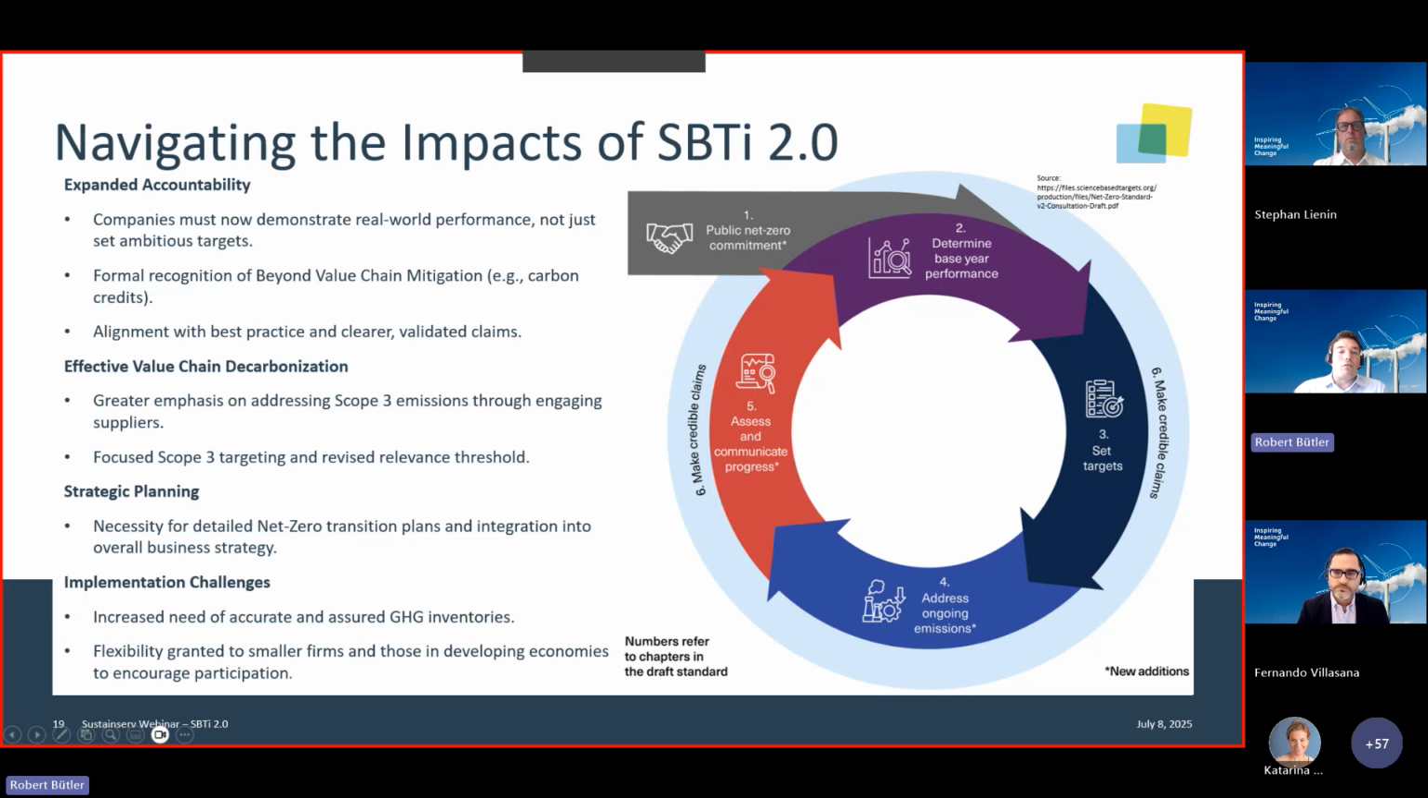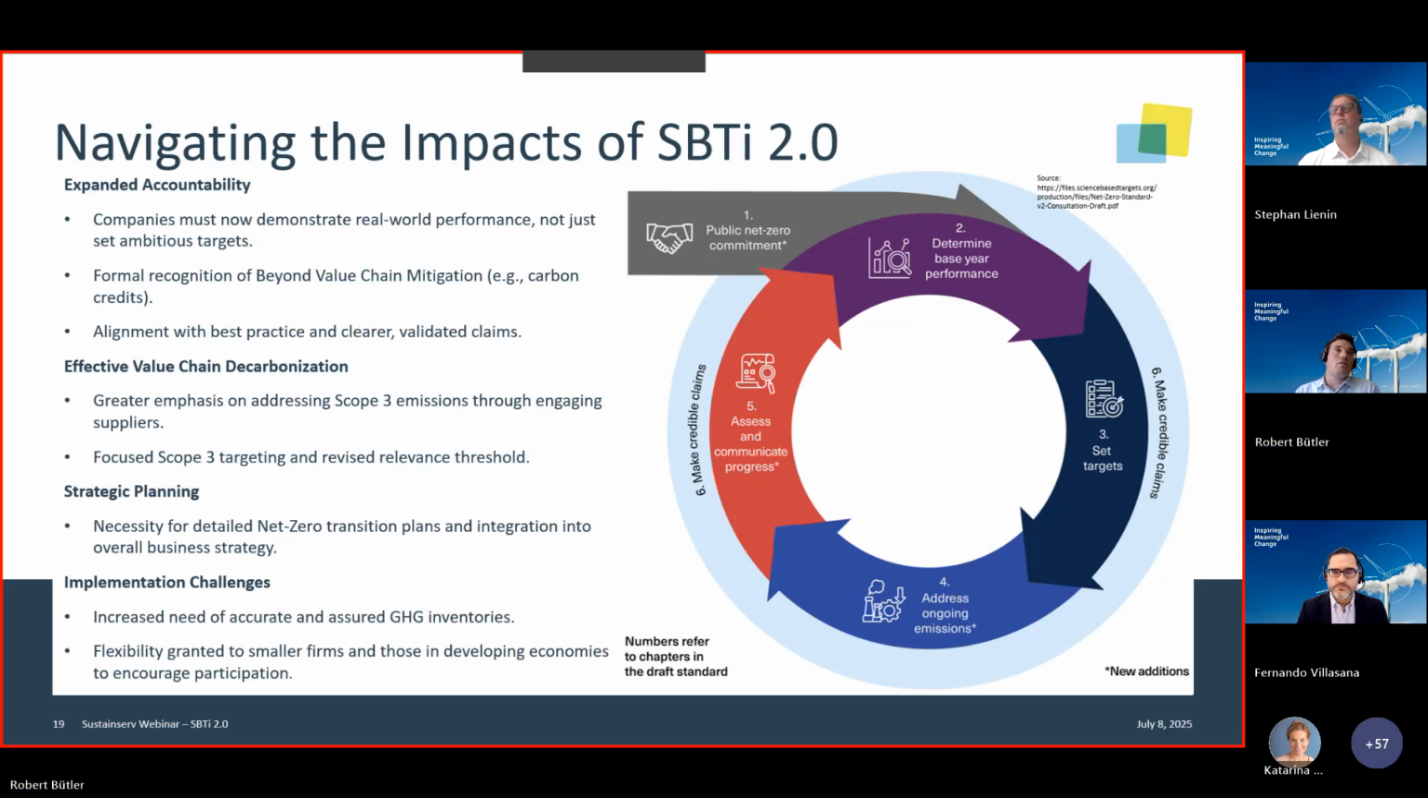Then navigating the impacts of SBTi 2.0. This should rather be a bit of an overview. Previously, SBTi focused on assessing base year performance and the target setting during its validation phase. They now come full circle and also start with the public net zero commitment that your company is required to have when validating for SBTi 2.0. They also close the loop with addressing ongoing emissions and the communication of progress, and also all the claims coming with this circle for you as a company.